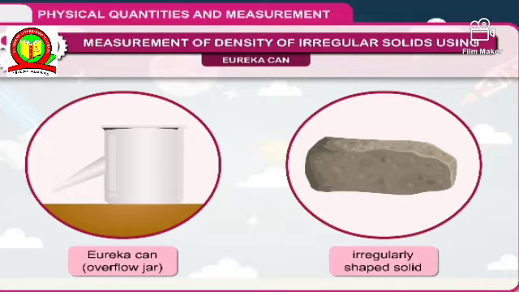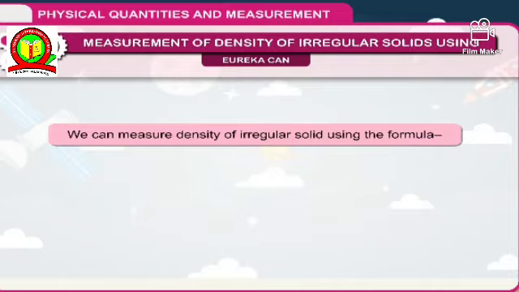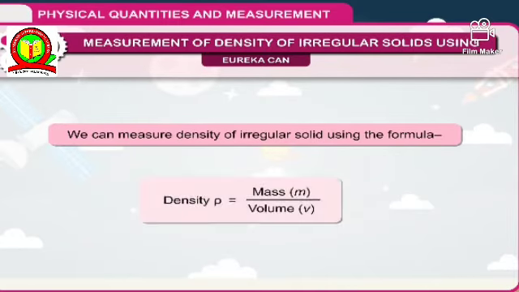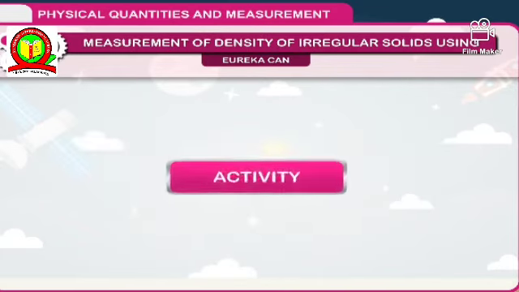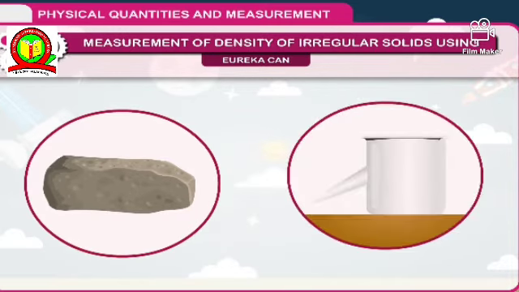Thus, by measuring the mass of the solid using a spring balance or beam balance, we can measure the density of an irregular solid using the formula density is equal to mass divided by volume. Activity: to measure the volume of an irregular solid using an overflow jar or Eureka can.